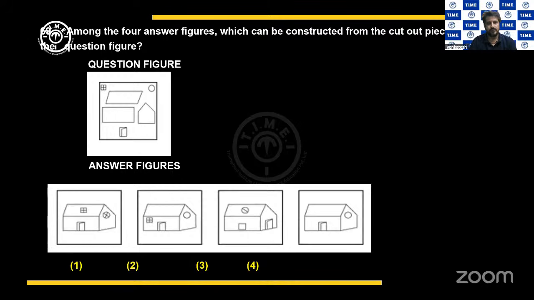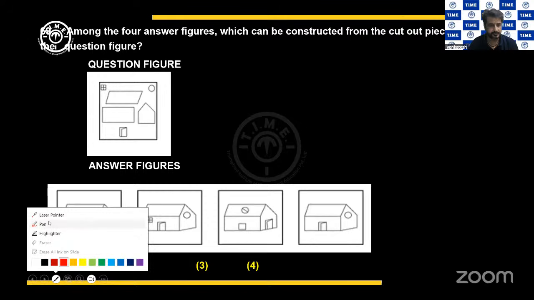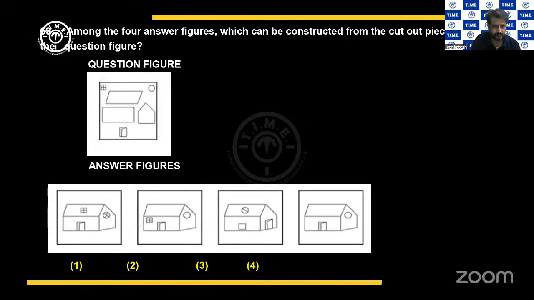Among the four answer figures, which can be constructed from the cutout pieces given in the question figure? So how many pieces do we have here? One square box with lines, 1, 2, 3, 4, 5, 6. Using these 6 cutout pieces, we have to form a figure. Here the circle with cross is extra. So the first option is ruled out.